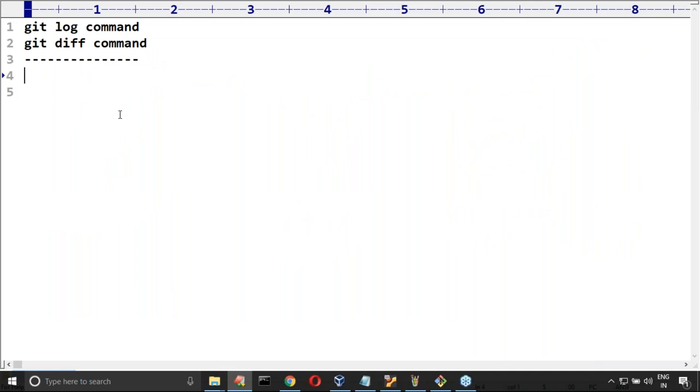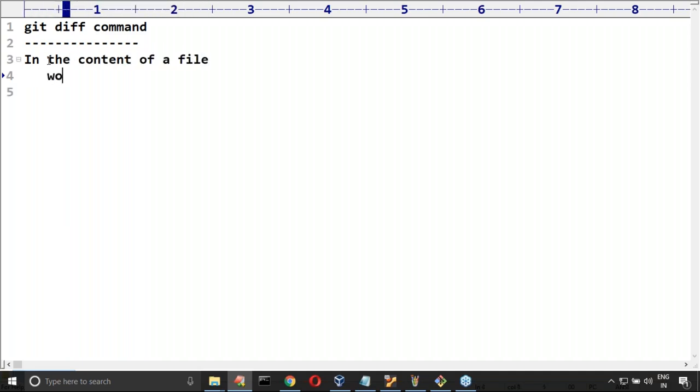Is it commonly required or not? Yes, it is commonly required, sir. For that, we require to use which command? Git diff command. Is everyone in the position to understand? Can you please tell? It's a very common requirement to find the differences in the content of your file.